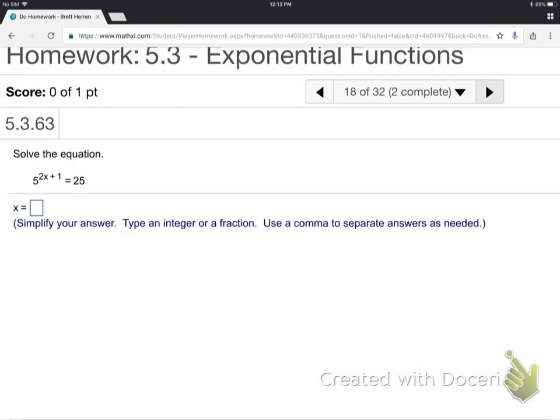Recognize this on the test. X has climbed into power. Everybody with me? X has climbed into power. So do what you need to do. What's the first thing you try to do? Make the bases the same. Look back, what did I write? When X has climbed into power, what's the first thing you try to do? Make the bases the same. So make those two bases the same.